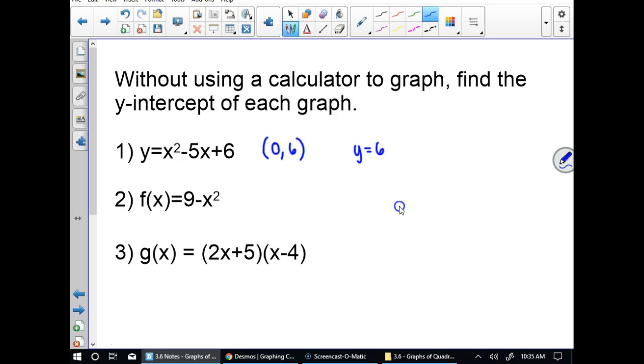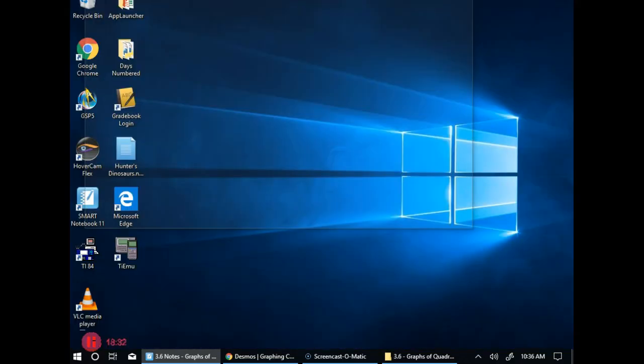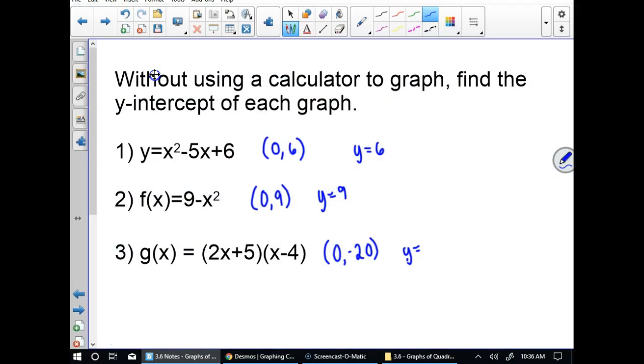Let's see. Philip, what would the y-intercept be for number 2? Perfect. (0, 9). And then, David, what about number 3? What are we going to get for number 3? Okay, negative 20. (0, negative 20). Or we could say y equals 9. Or we could say y equals negative 20. Typically, I think they usually give you the coordinates more often.